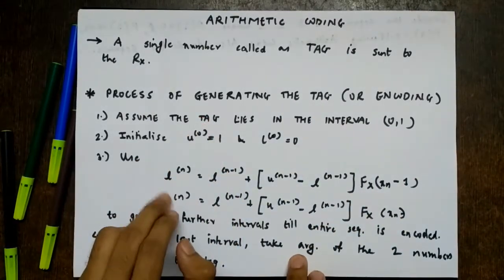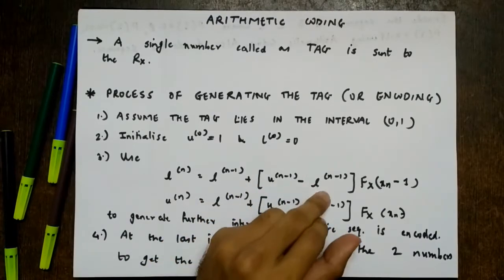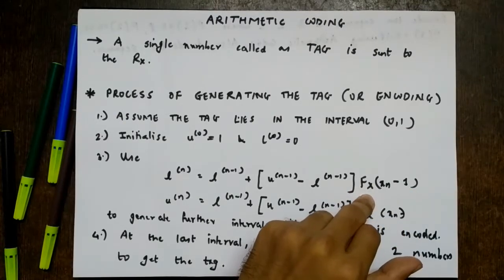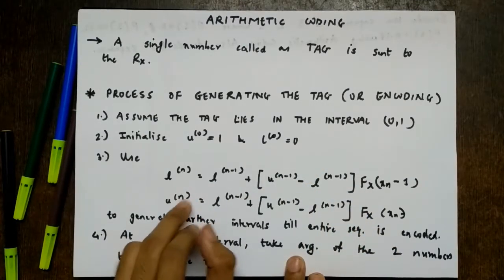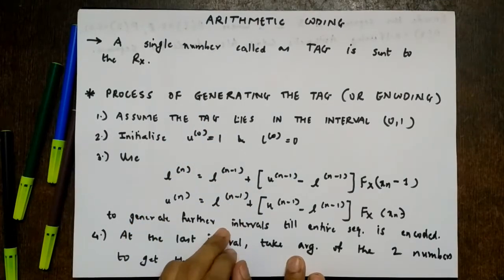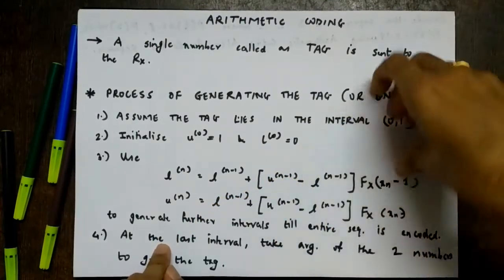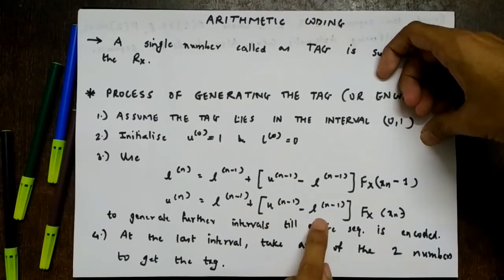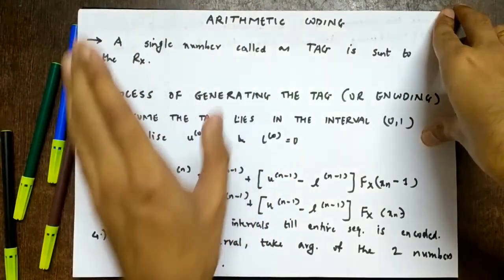How do we reduce? We reduce using these two formulas. L of n is L of n minus 1 plus (U of n minus 1 minus L of n minus 1) times Fx of x of n minus 1. What is this Fx? It is the CDF, cumulative distribution function, which you have seen in engineering mathematics. Similarly, we have U of n. We go on updating this till the entire sequence is encoded. Finally, we have the interval as, for example, 0.49 to 0.51. For the last interval, 0.49 to 0.51, we take the average of the two, which is 0.5. That will be our tag. This is the way we encode for arithmetic coding.